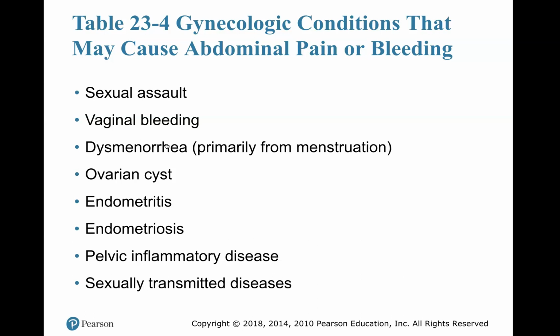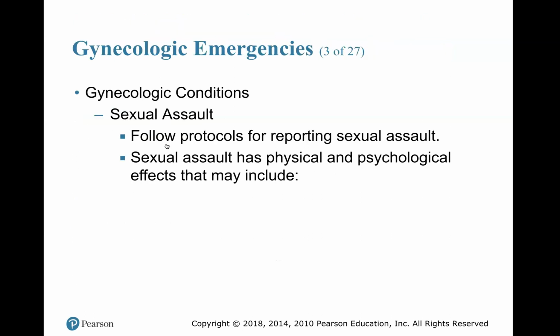Gynecologic conditions that may cause abdominal pain or bleeding: sexual assault, vaginal bleeding, dysmenorrhea, which is primarily from menstruation, ovarian cysts, endometriosis, pelvic inflammatory disease, and sexually transmitted diseases.